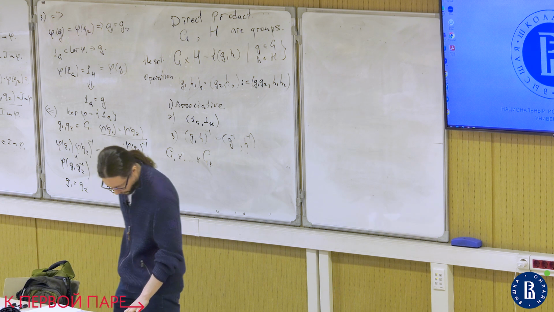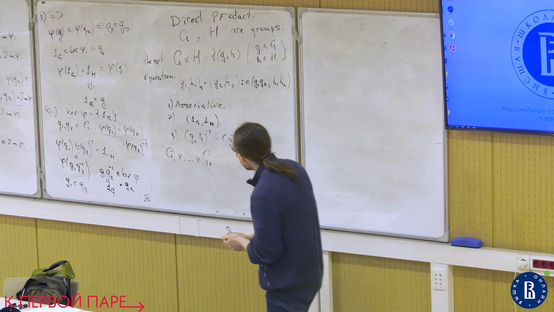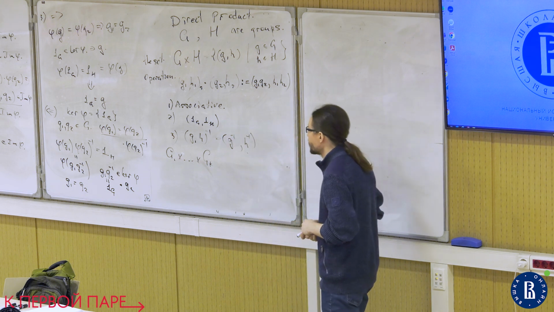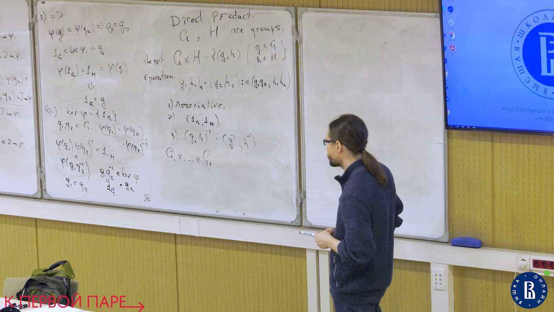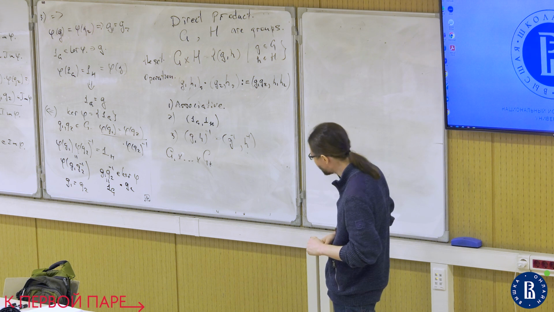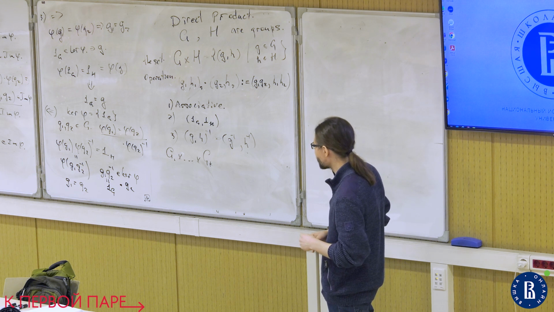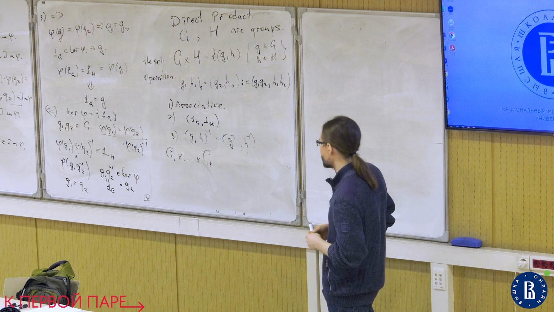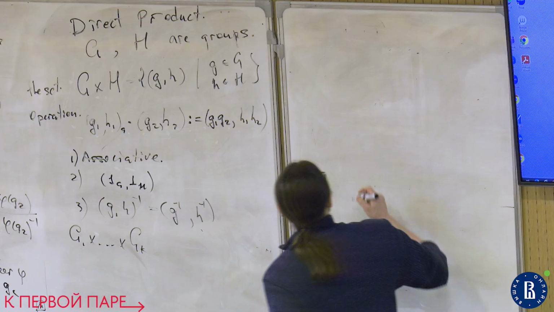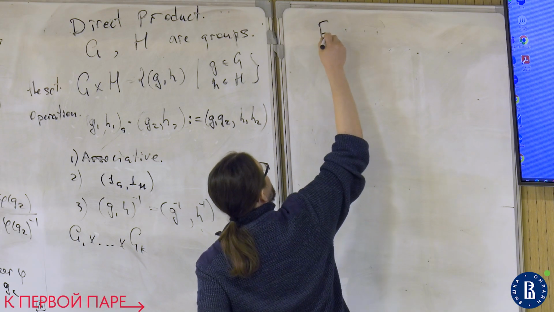Okay. So now I want to switch to a very specific class of groups. One of the reasons why I want to do this is because this class of groups will be used a lot in cryptography and in other applications. So let's start with finite abelian groups.